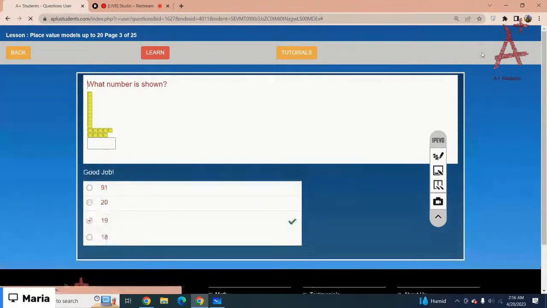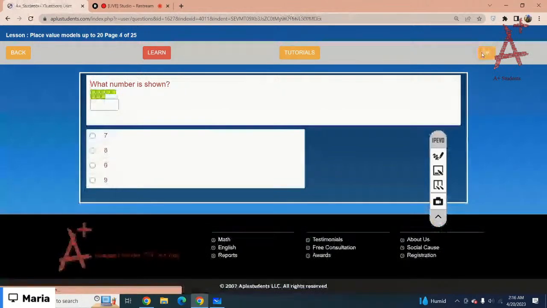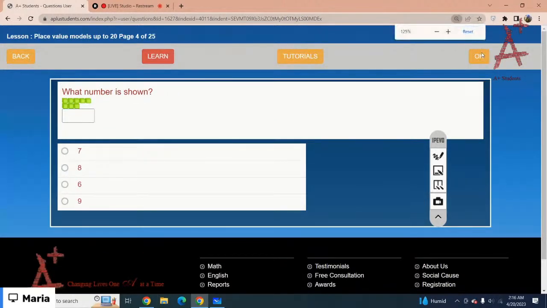Very good. Okay, the next one is what number is shown. So, which is the correct option? You are not given any squares in the vertical position. You are just given the horizontal ones. Foma, how is it 91? 9 is at the ones position and 1 is at the tens position. It would be 19.